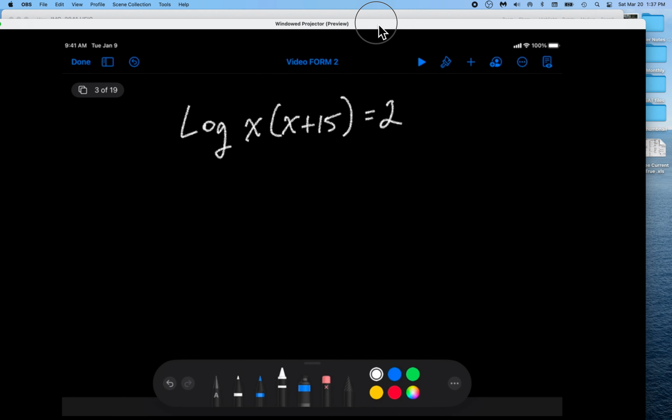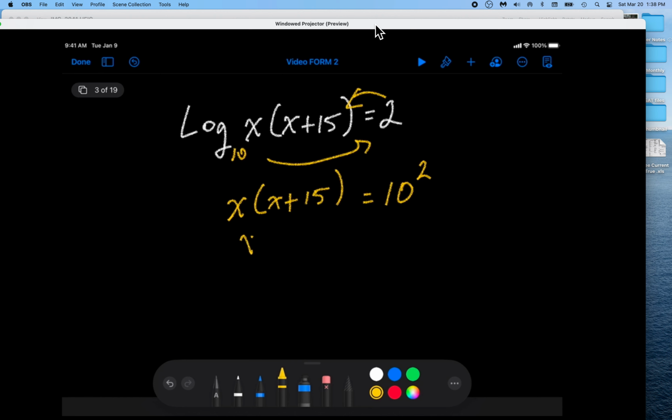Now we have to solve this. So the way to solve this, folks, is to remember that there's a base 10 here, and then we do Whirlybird. So we know that we're going to have 10 squared equals x times x plus 15. That's going to distribute to x squared plus 15x. I'm going to bring the 100 to the other side, equals 0.